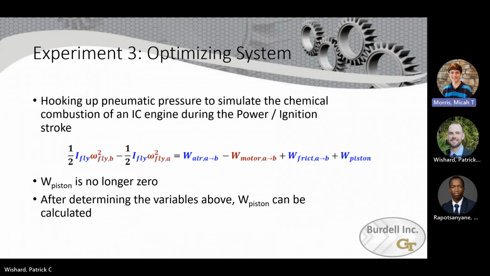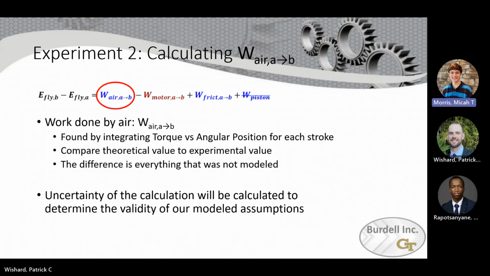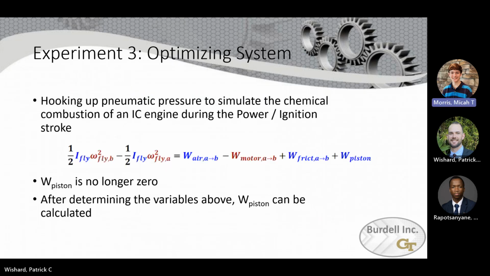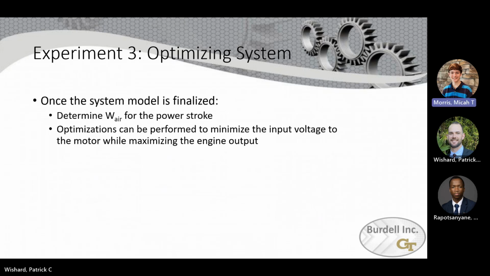In our final experiment, we are going to analyze the work done by the piston after determining all the other variables. The goal is that the work with piston will no longer be 0 once we are inputting the air to the system. And from there, we are going to isolate and determine the parameters that will maximize the output energy while minimizing the input voltage required.